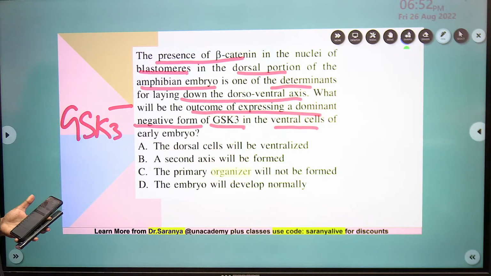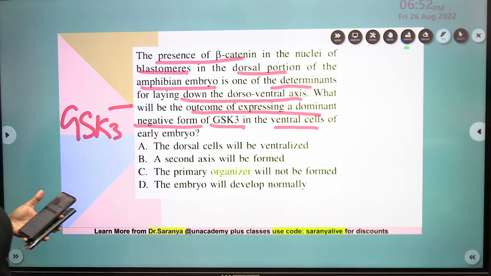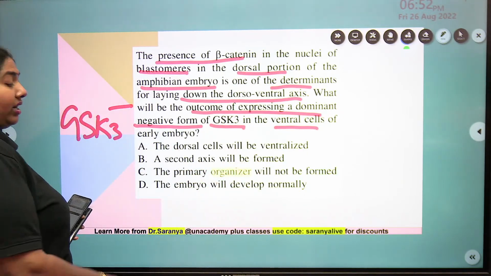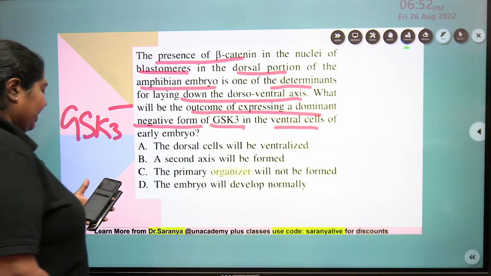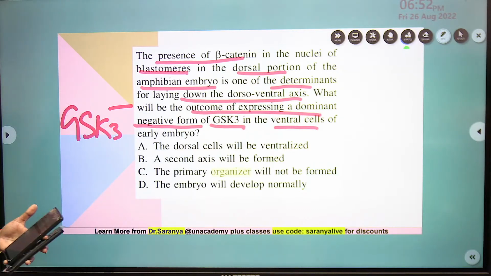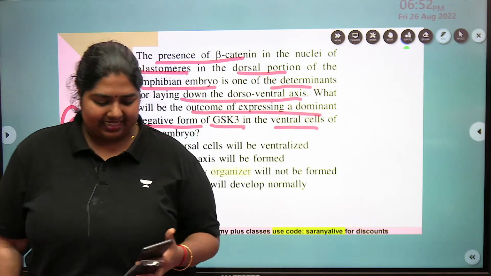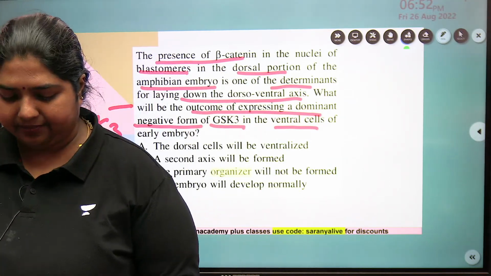So what will happen? The dorsal side will be ventralized. The secondary axis will be formed. The primary organizer will not be formed. The embryo will develop normally. Got the point? Everybody in this class, think and answer a simple question for the day.